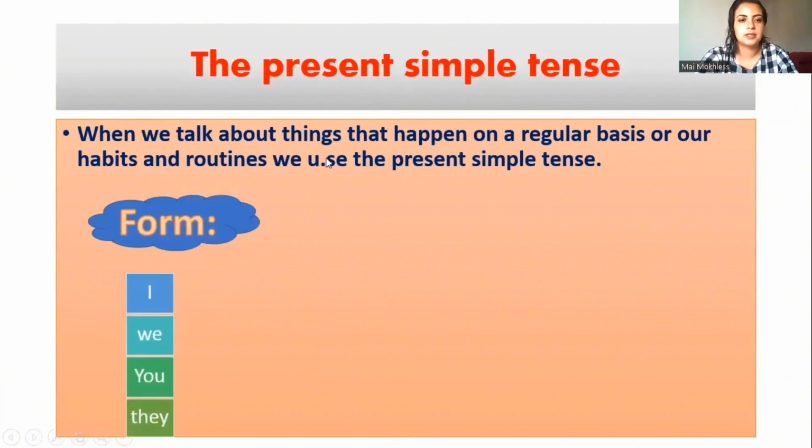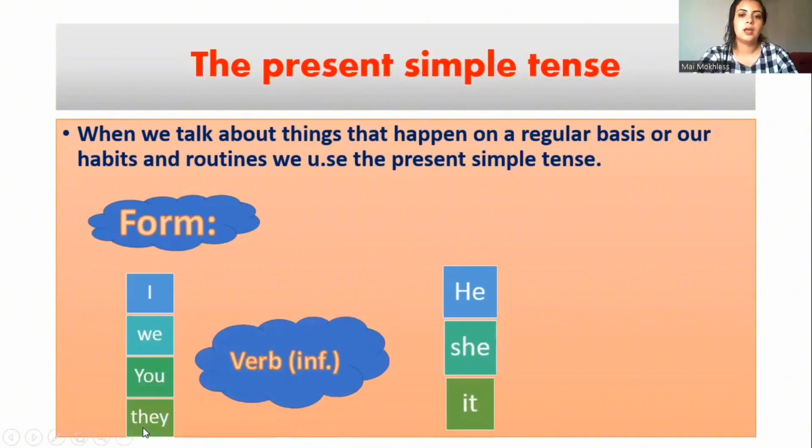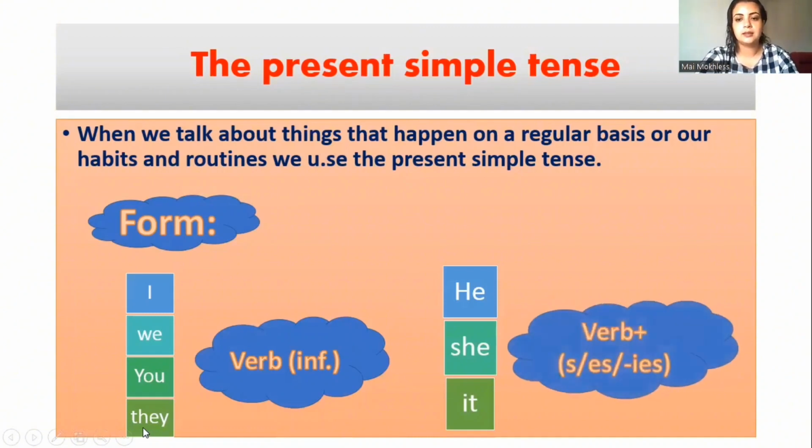The form of the present simple. When the sentence starts with a plural subject, I, we, you, they, or a plural noun, we place the verb without adding anything. So we use the verb in the infinitive or the basic form without adding anything to it with I, we, you, they, and the plural subject. And if the sentence starts with a singular subject, he, she, it, or a singular noun, we add an S, ES, or IES to the verb.